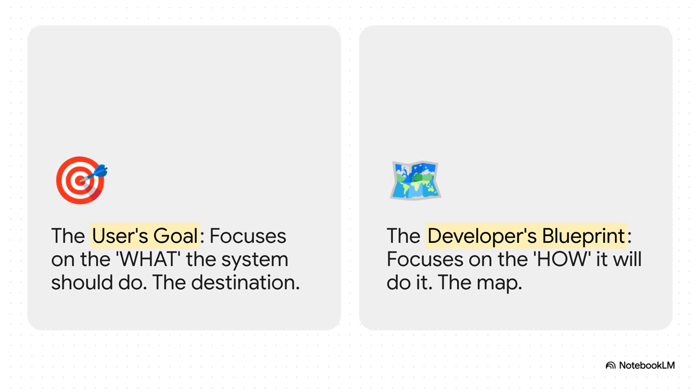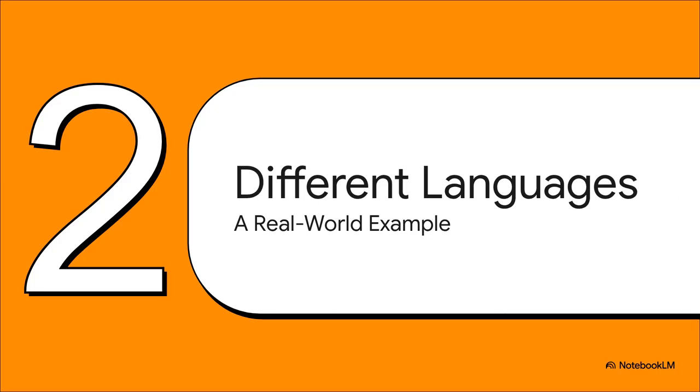Exactly. So from my perspective, I'm just focused on the goal. What do I need this system to do? I'm telling you the destination I want to get to. And on my end, I need the blueprint. I need to know how, step by step, the system is going to do that. I need that detailed map to get us to your destination. They're not fighting each other. One is simply the what, and the other is the how.